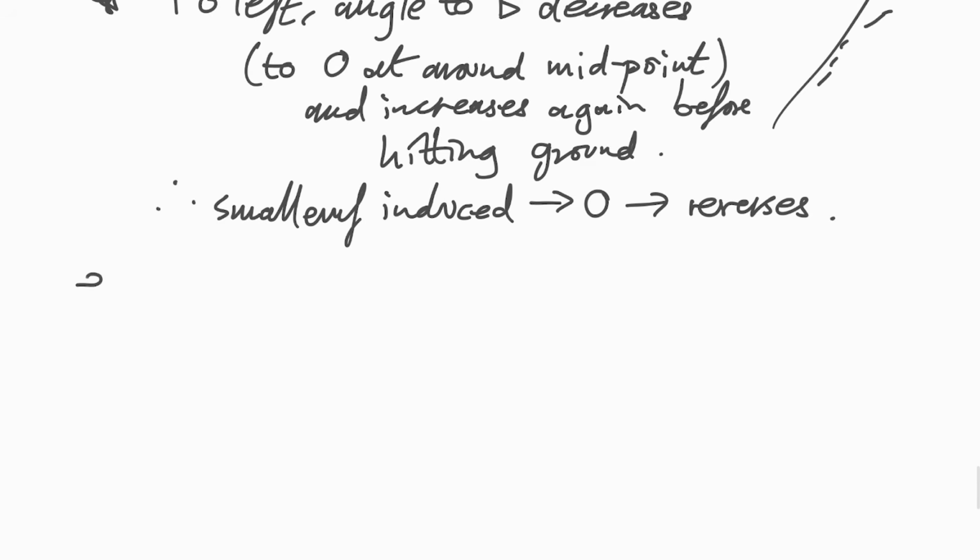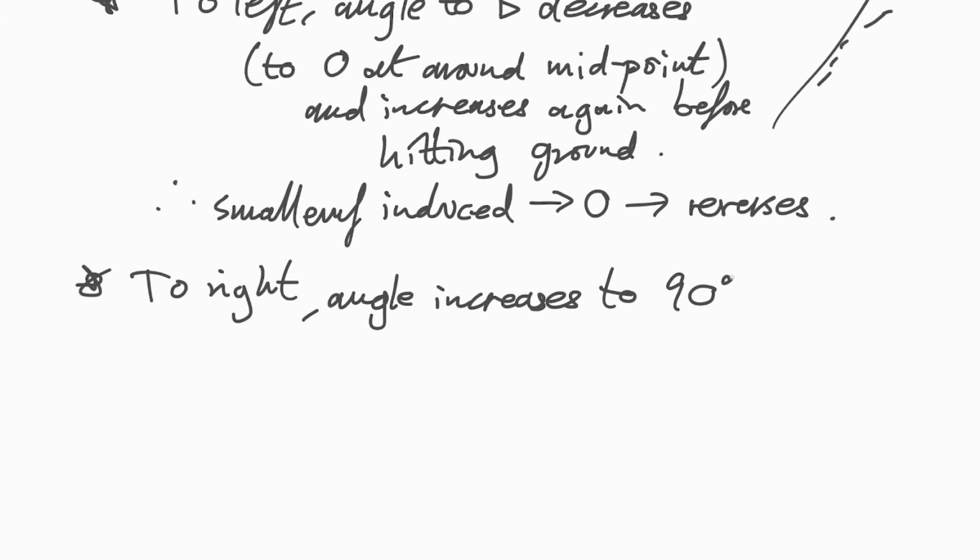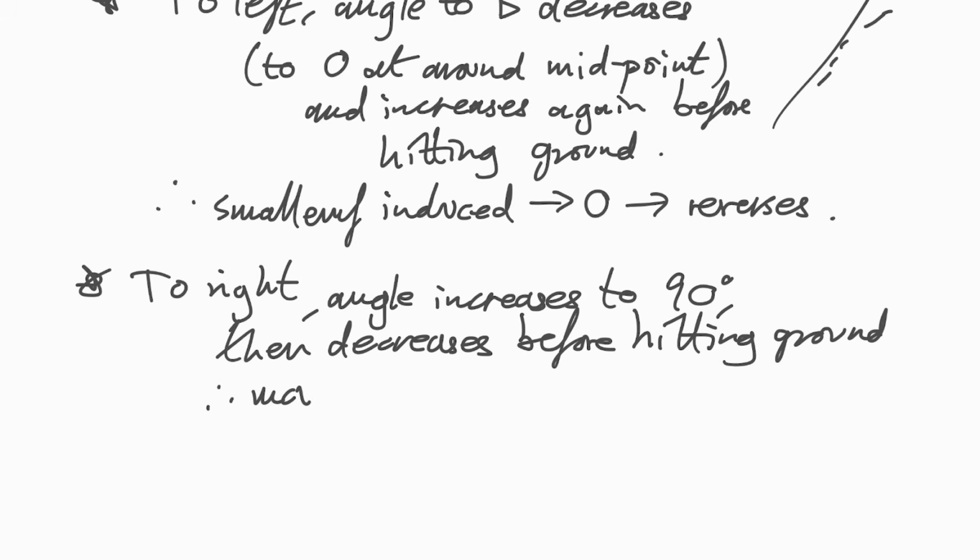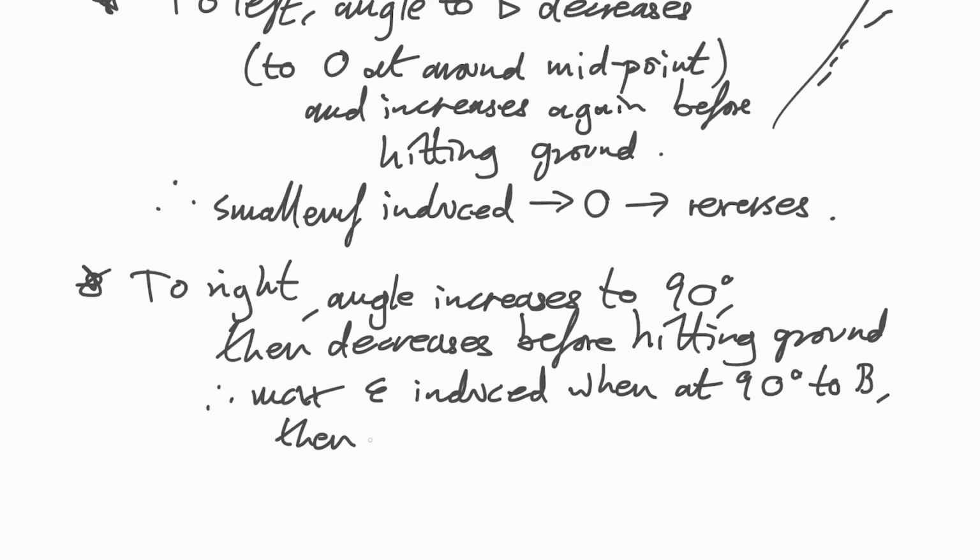Okay, and then what about to the right? Well, we can see that it's cutting the field lines a lot more. To right, angle increases to 90 degrees, then decreases before hitting the ground. Therefore, max EMF induced when at 90 degrees to field, then decreases again, but it doesn't reverse. Well, there we go. Weird question, that one. Kind of all right there.